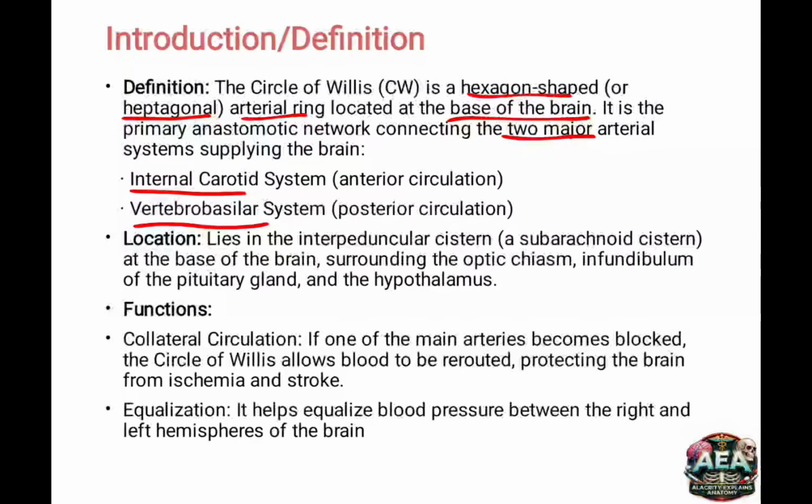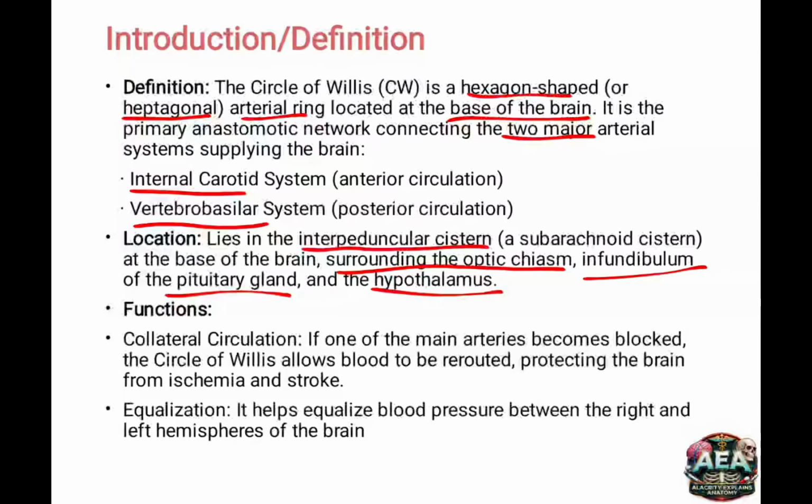So location, it lies in the interpeduncular cistern, a subarachnoid space at the base of the brain, surrounding the optic chiasm, infundibulum of the pituitary gland and the hypothalamus. Taking note of this location, it surrounds the optic chiasm, so there could be visual issues if there is a problem here. The infundibulum of the pituitary gland as well as the hypothalamus.